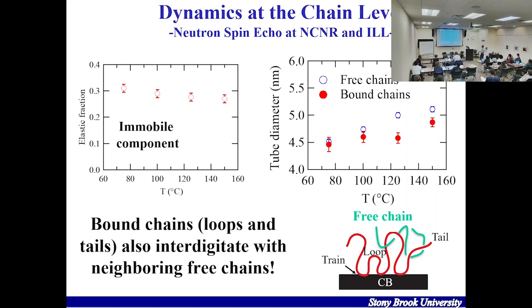So this is the bound polymer, and there is the free polymer chain. What this neutron spin echo data tell us is that they have an interaction. The bound polymer chain interacts with the free polymer chain so that the interface between filler and free polymer chain doesn't disconnect. They have a really broad interface, which is good.